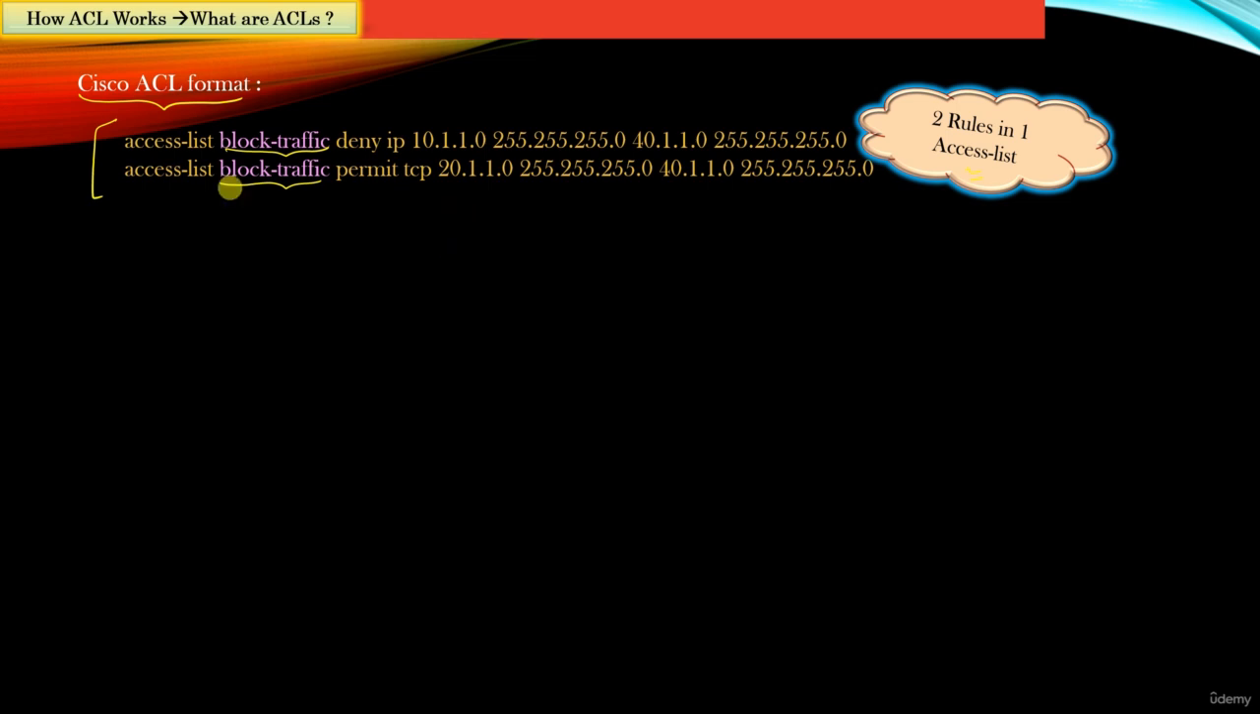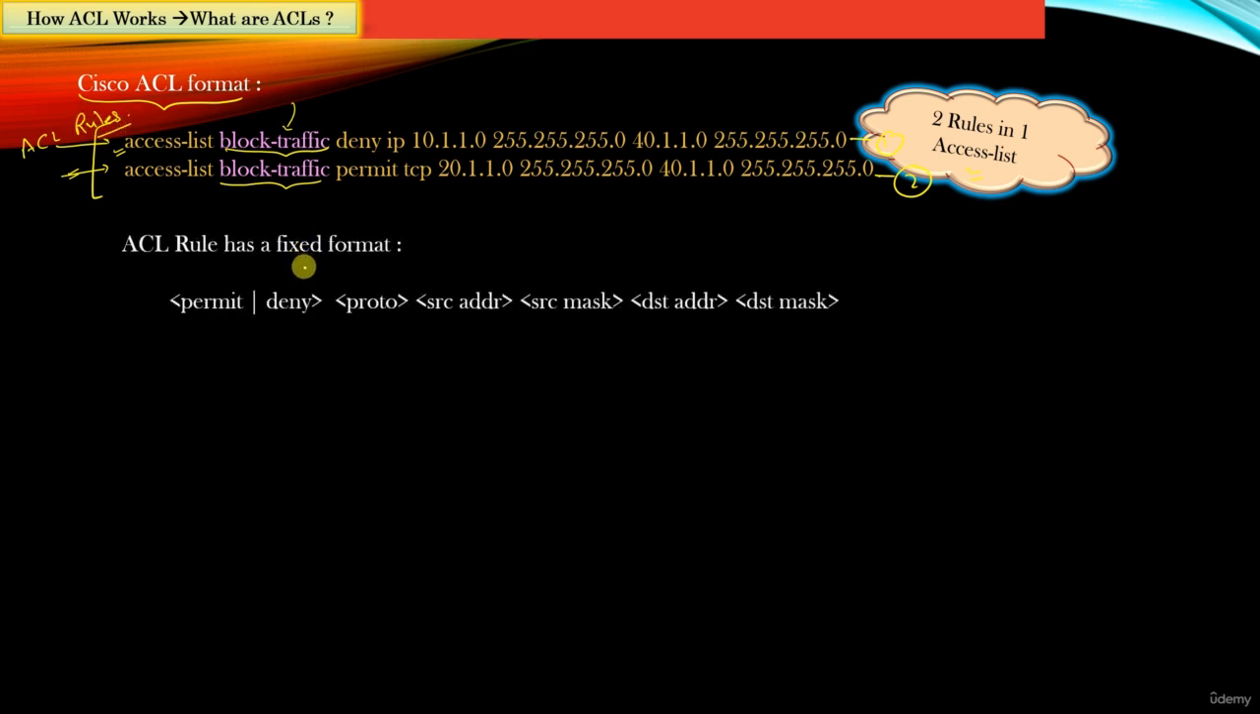And here you can see that it is exactly one access control list whose name is block traffic, but this access control list contains two rules. This is rule number 1 and this is rule number 2. And this is exactly the Cisco format. If you have experience working on Cisco switches, routers, or firewalls, these individual lines in the access control list are called rules, and we call them ACL rules. So ACL rules have a fixed format.